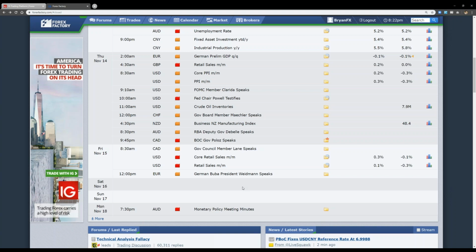So I don't expect it to be horrible, but again, if it does come in as a surprise, I don't have a crystal ball, I would expect that the indices are going to be down for the day and we're going to have some movement in the dollar. All right. So just be cautious of those things. So with that being said, let's jump into the charts.